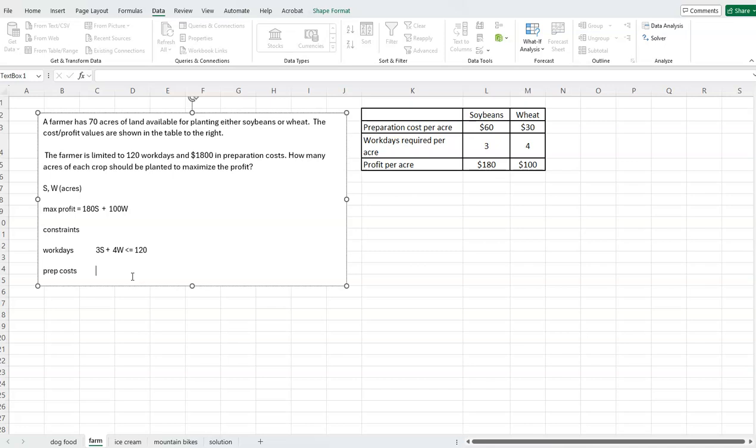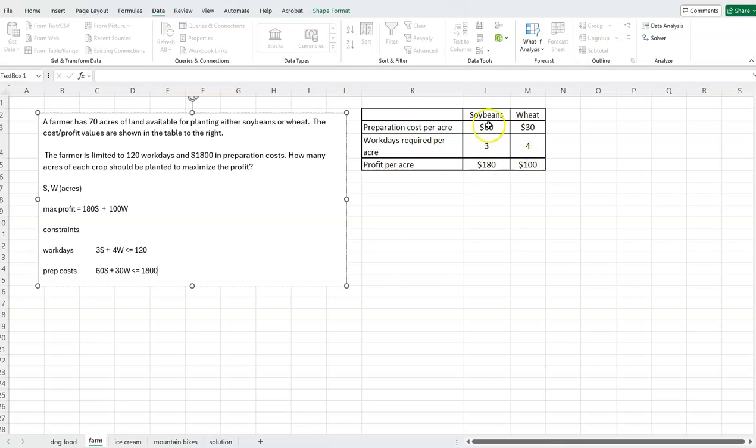So prep costs. Well, again, look for S and W. What are the prep costs for those? Well, prep costs are 60 and 40. So we would have 60 applied to soybeans, and then we would have a plus sign. We would have 40 applied to wheat. Now, for prep costs, what's our limitation? We see it's 1,800. So we would have less than or equal to 1,800. Okay, so we're doing pretty good here.